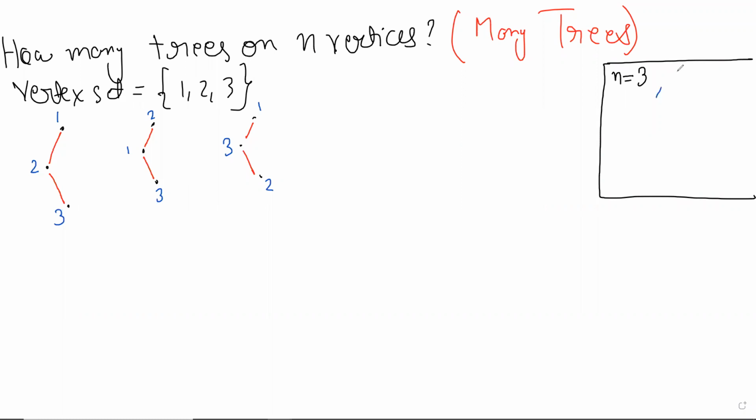Okay. So for n equal to 3, let's just use t of n. It's like taking the input n, the number of vertices, and it's giving the number of trees. It's 3. Typically, it will not be drawn like this. It will be drawn like this. That's how I should have drawn it. But anyway, doesn't matter.